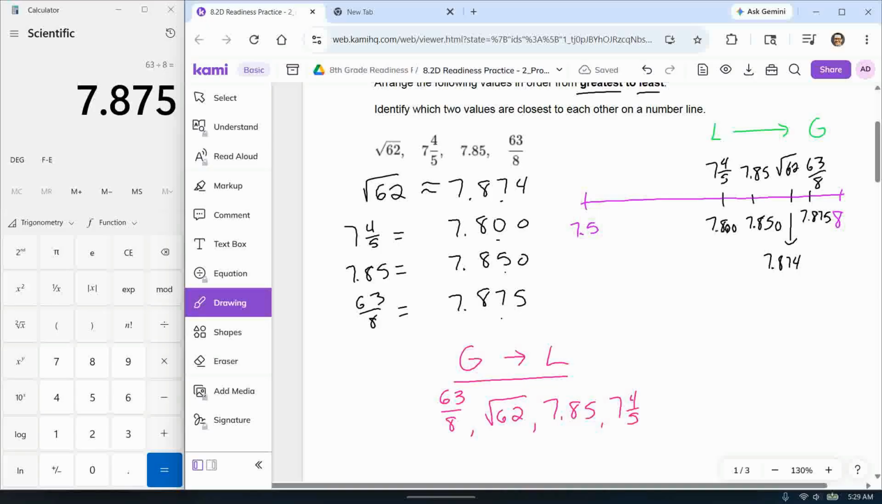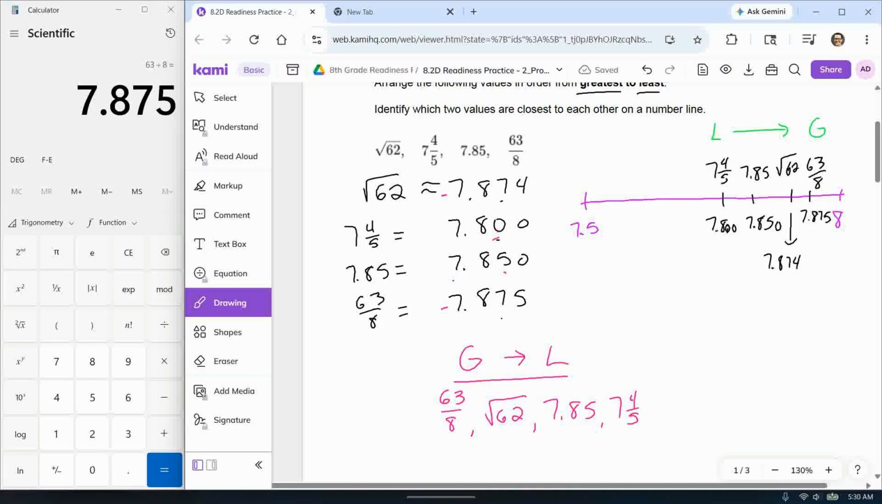Now, we need the two values that are closest to each other, right? The 7.80, look at this. The 7.80 is 5/100 away from the next one, and then 7/100 away from these other ones, right? So it's not going to be that and this. I'm really thinking it's going to be these two, because look, 7.874, 7.875. That's like 1/1000th away from each other. Those are the two closest.